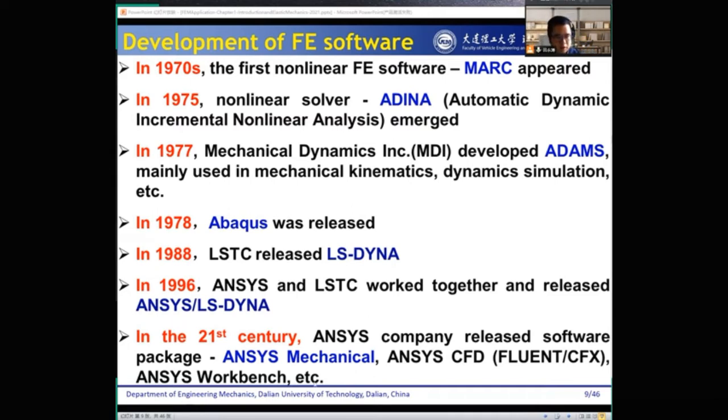And nowadays ANSYS has introduced some new packages, like ANSYS Mechanical, which is mainly for mechanical analysis, ANSYS CFD, which is for CFD analysis, and ANSYS Workbench, which integrates different software together.